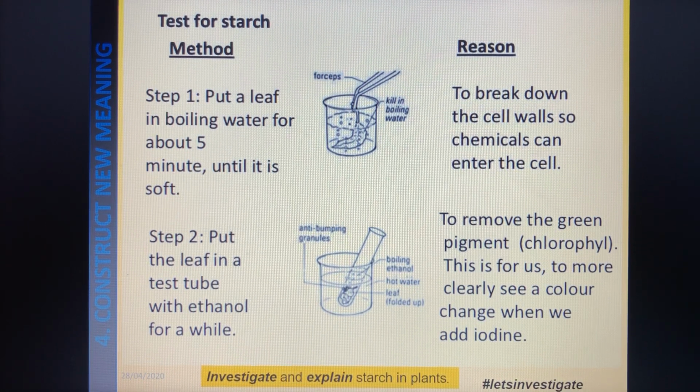So we've got hot water to break down the cell wall, and then we've got the ethanol to allow the chlorophyll to escape, which then allows us to see exactly the colour change of the iodine solution to discover, is there starch in this leaf or not? Okay, if you need any extra time on this slide, pause now.